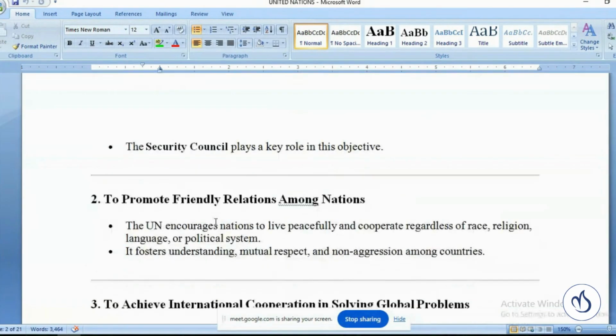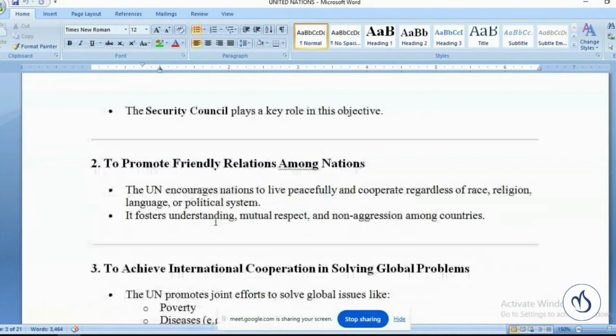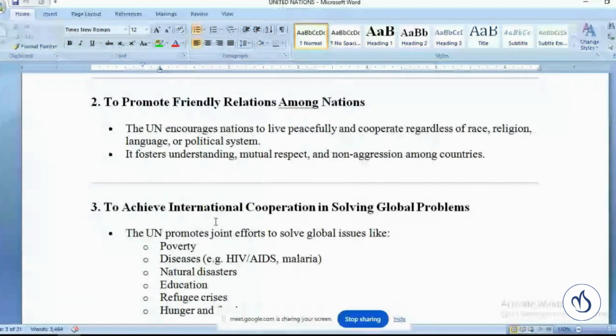We have another thing. It promotes friendly relations among nations. The UN encourages nations to live peacefully and cooperate regardless of race, religion, language, or political systems. Why? You know, some countries have a tendency of harassing one another. The UN tries to make these peaceful cooperations regardless of race or religion.